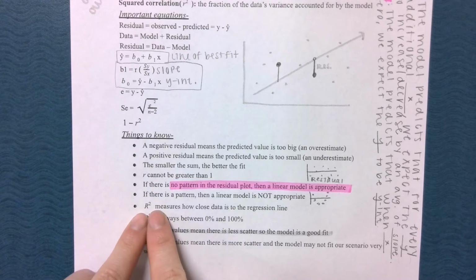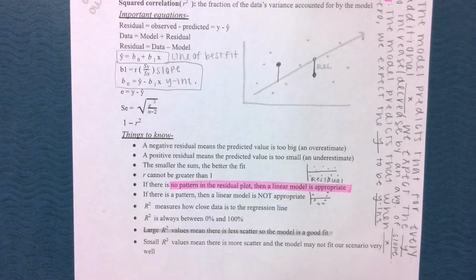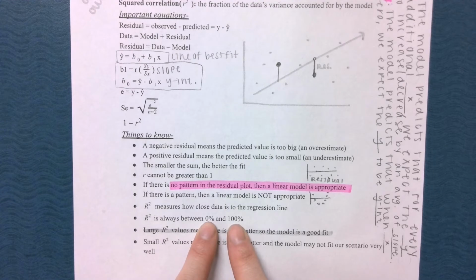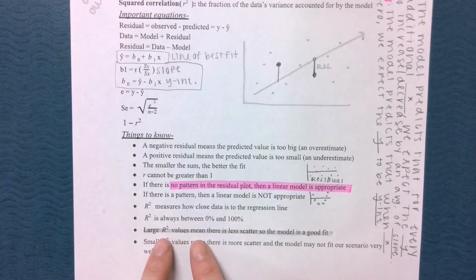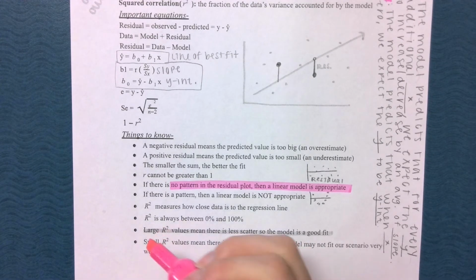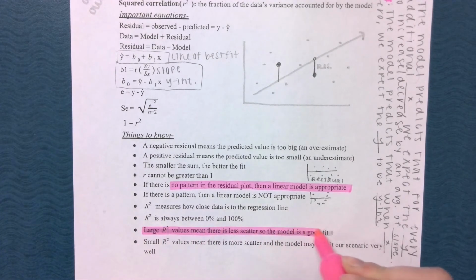Okay, R-squared values. That's another one of those templates that we should be memorizing. R-squared measures how close the data is to the regression line. It's always between 0 and 100%. The larger R-squared value means there's less scatter, so the model is a good fit. So we are wanting large R-squared values, means that our model is doing a very good job of making predictions.